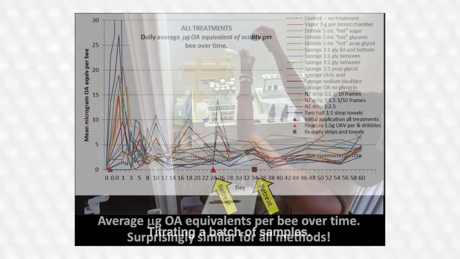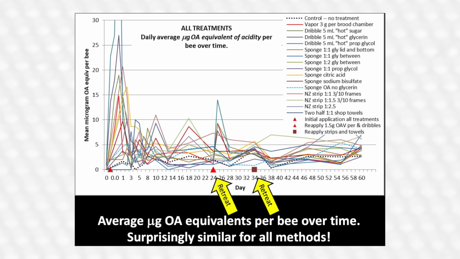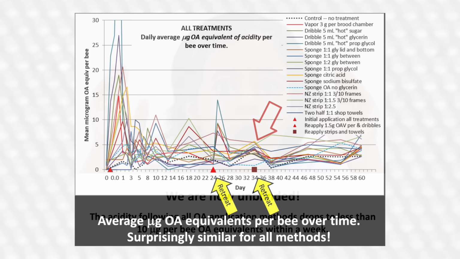that with the dribble, you get a very high spike of oxalic acid residue on your first day. By day 3, it drops off quite a bit. On most of the extended-release sponges, it comes up low, and it peaks about day 3 or 4, and then drops down. Vaporization never gets that high. That's the 3-gram dose. That's 3 times the allowable dose. You know, with vaporization, you don't get that much dose. And then we re-vaporized right here. I mean, we applied the New Zealand strips right there.